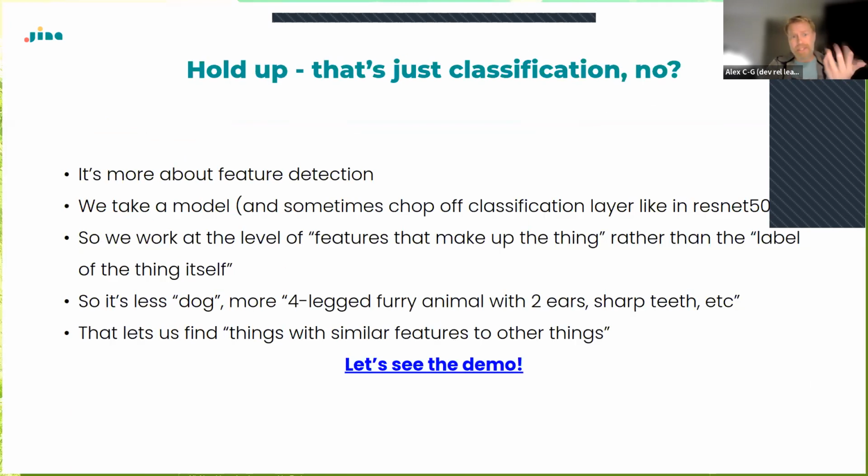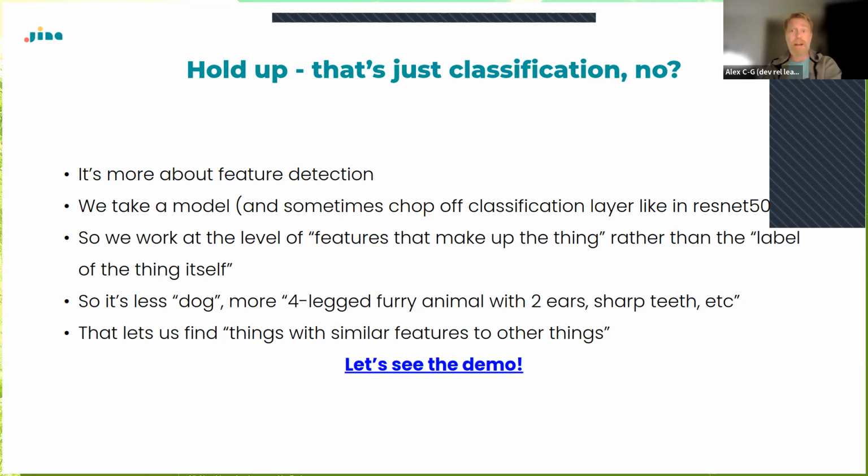So yeah, it's all about feature detection. If you take a model like ResNet50, that's great for classification, but it'll only tell you if it's a dog or a cat or a helicopter. So what we can do with that is cut away the final layer that does the classification, and then we can work on the feature level. In that way, upload a picture of a puppy and find similar puppies, instead of it just saying puppy. So it's the features that make up the thing rather than the label. So four-legged furry animal, blah, blah, blah.